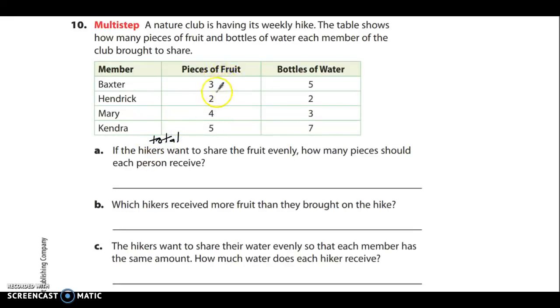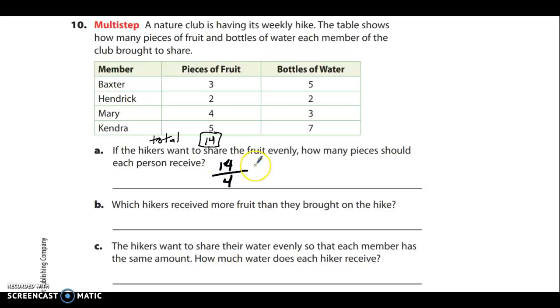Well, there are 3 plus 2, that's 5. And if I go down to this 5 right here, 5 plus 5 is 10, plus this 4 is 14. There's 14 total pieces of fruit. You need to know that. And let's go back and reread the question. If the hikers want to share the fruit evenly, that means divide. So we're going to take those 14 pieces of fruit, and we're going to divide them by 4 people.